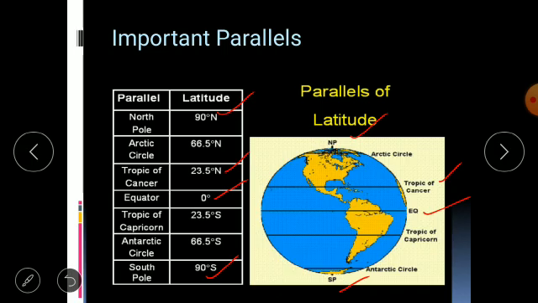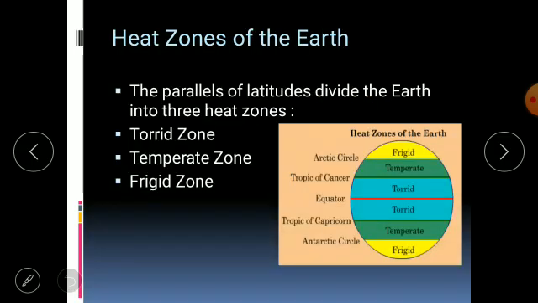Now Tropic of Capricorn. Tropic of Capricorn is 23.5 degree latitude in the southern hemisphere. Arctic Circle lies at 66.5 degree in the northern hemisphere, and Antarctic Circle lies at 66.5 degree in the southern hemisphere. Now there are three heat zones of the earth: torrid zone, temperate zone and frigid zone.